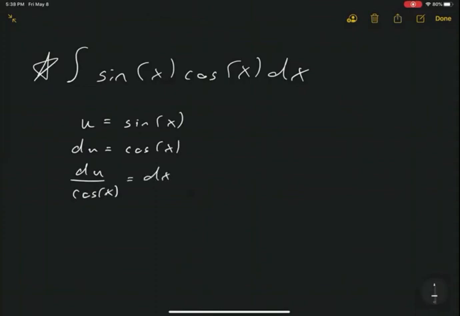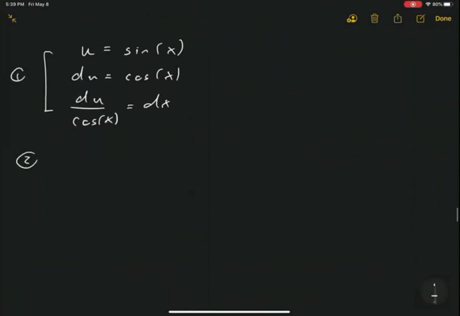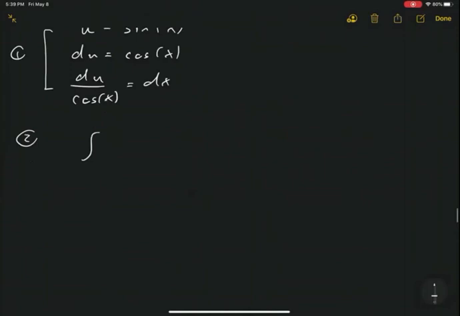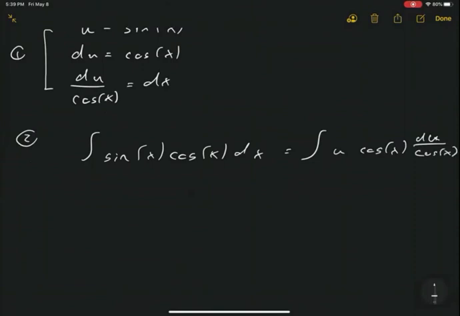This would be my substitution information. So this would be step 1, right? Step 2, I'm going to plug all that stuff in. So this sine of x, cosine of x dx is going to become u, cosine of x, du over cosine of x, right?